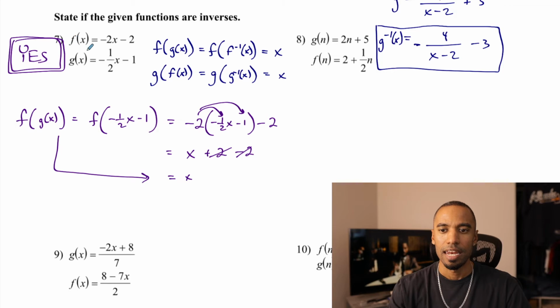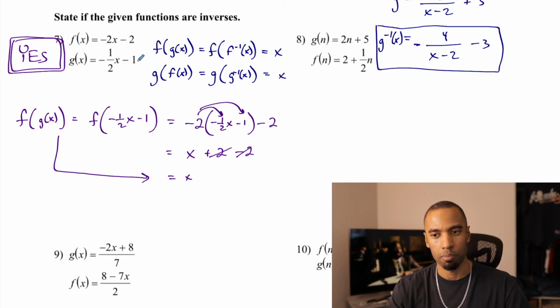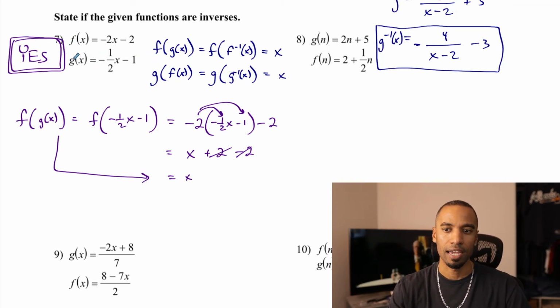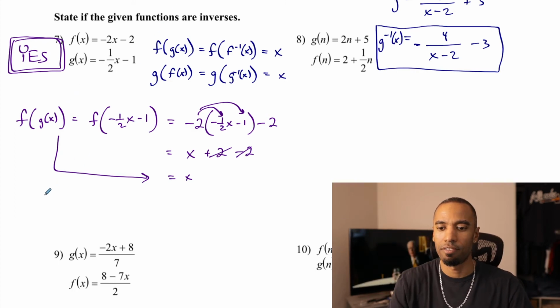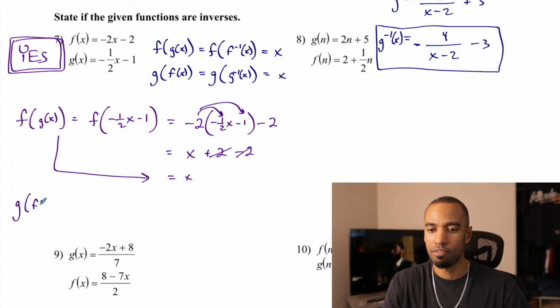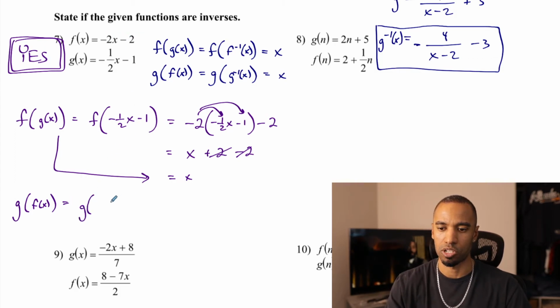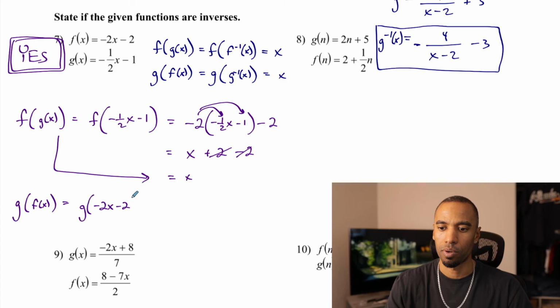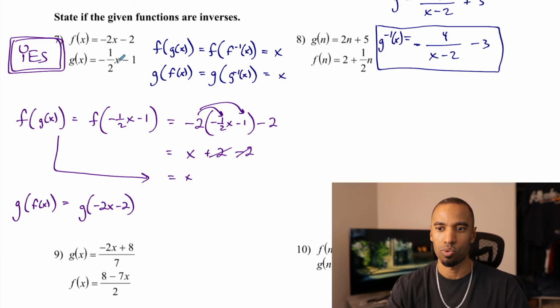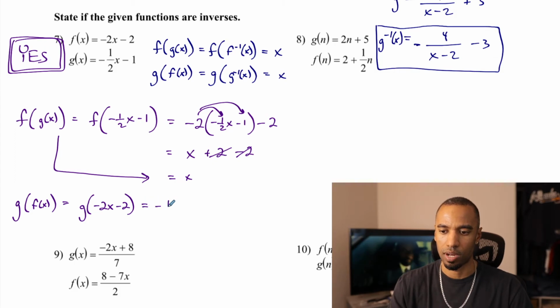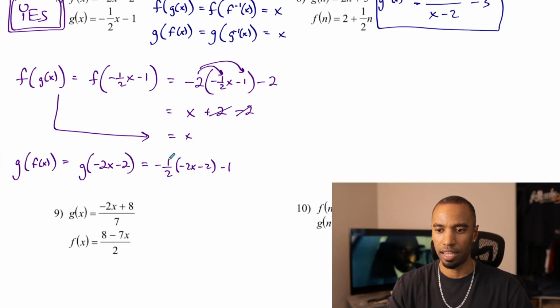That's good. Now, I'm not going to do this for every other problem. I'm just doing it for this one to show you that it works. I could have done the same thing with g of f of x right here. G of f of x means I would be taking g of f of x's expression as negative 2x minus 2. And we're going to substitute negative 2x minus 2 in for x right here, and then see if we get x as a result. So negative 1/2 times the quantity negative 2x minus 2 minus 1. A lot of negatives. Let's distribute a negative 1/2 into these two things right here.